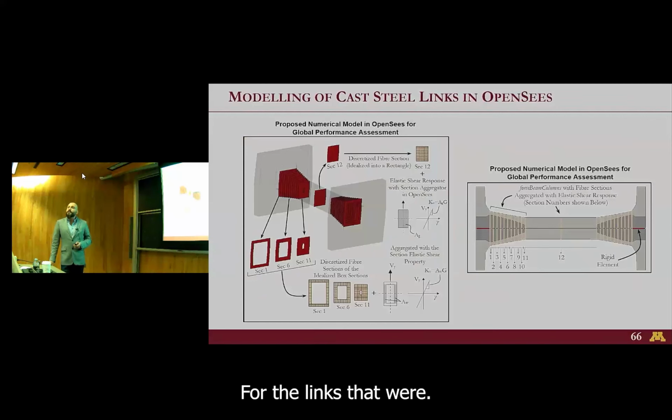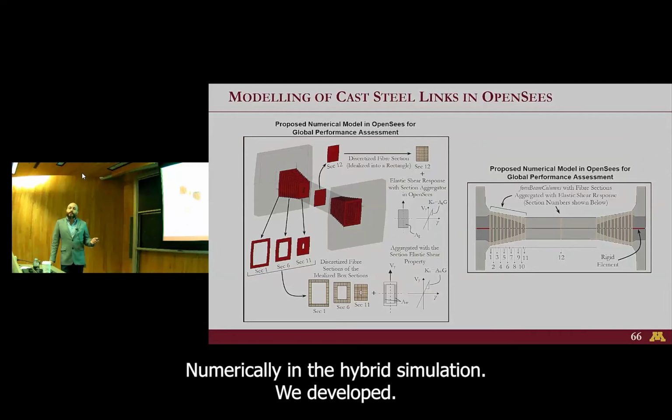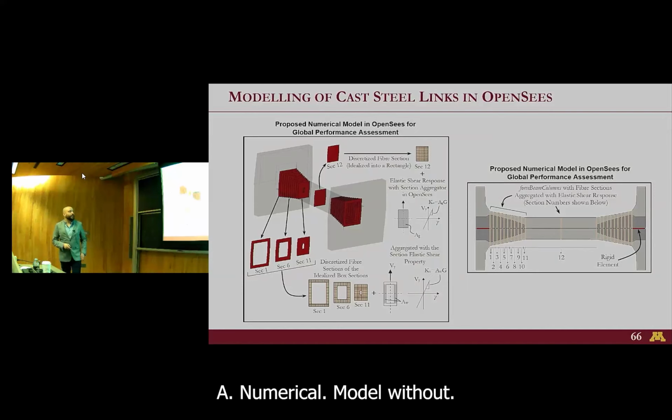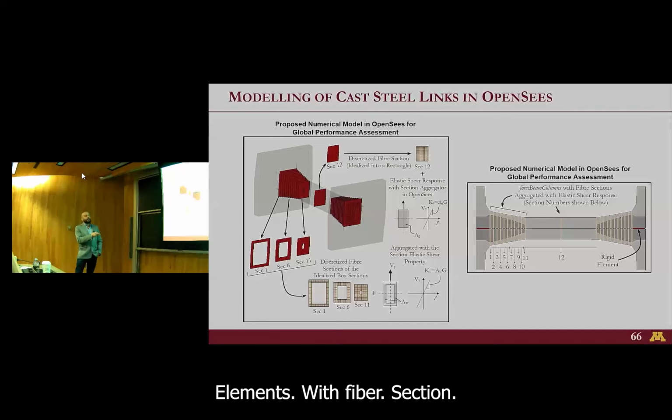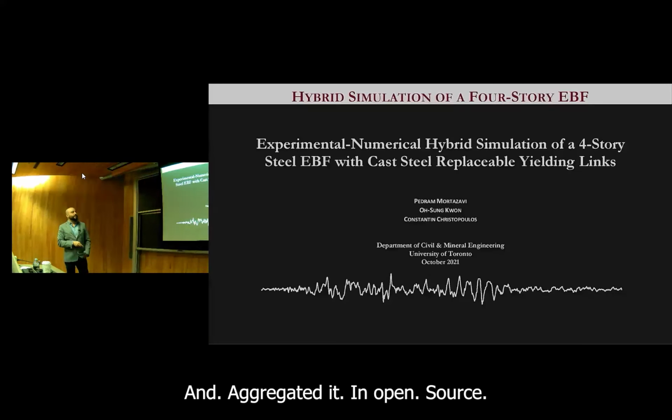For the links that were modeled numerically in the hybrid simulation, we developed the numerical model without getting too much into it. We discretized the link yielding region into a series of elements with fiber sections. And each section basically was modeled based on the specs that we get from the foundry, right? And we also modeled the shear elastic stiffness and aggregated it in OpenSees.